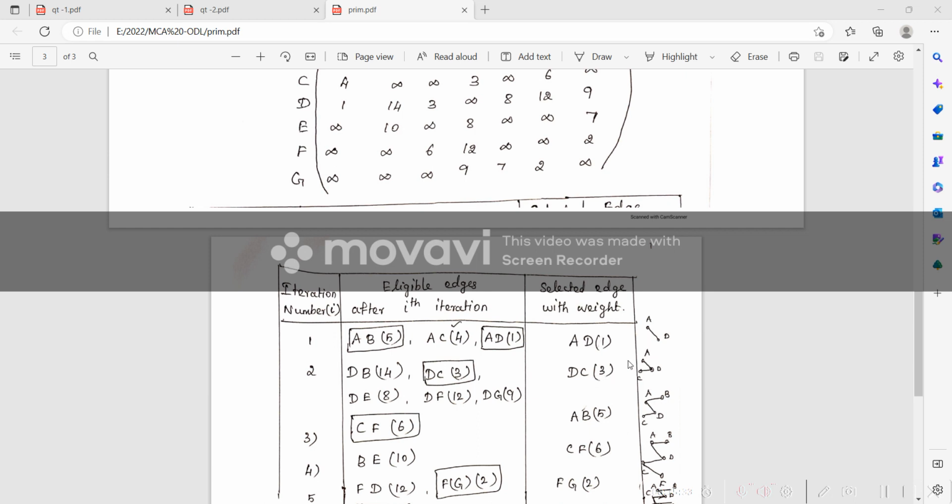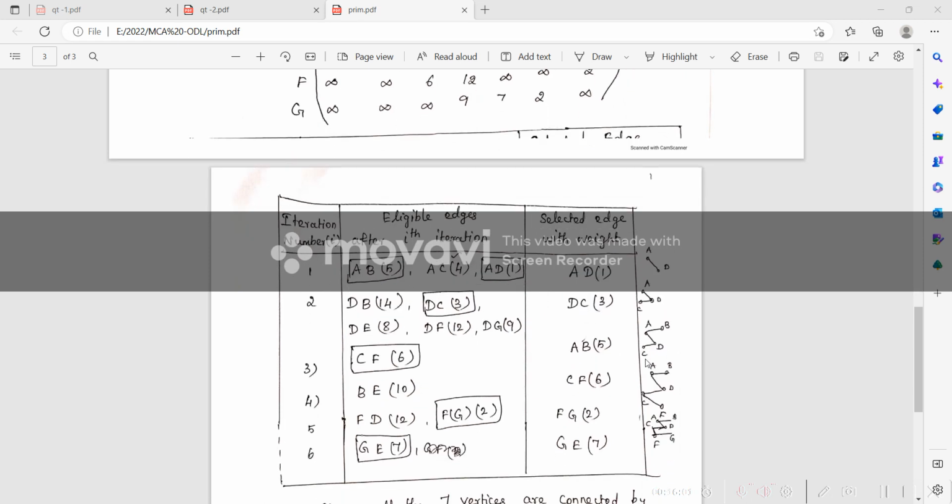Okay, so now the graph for this one is already AD is there. From D we are taking C. So D to C is taken. So each edge is emerging from already existing vertices from our tree. Okay, so that thing we should concentrate on. So this is in the second step diagram.